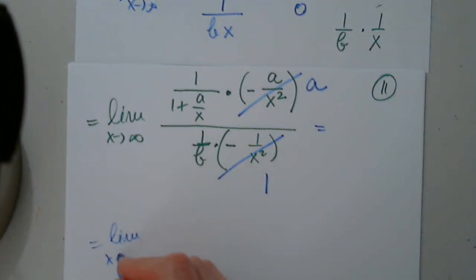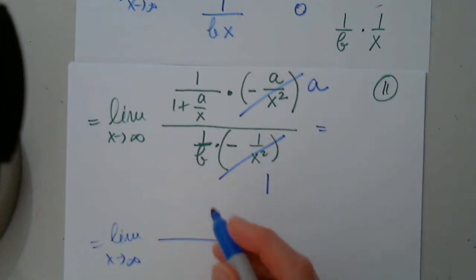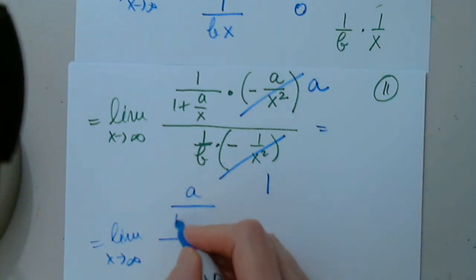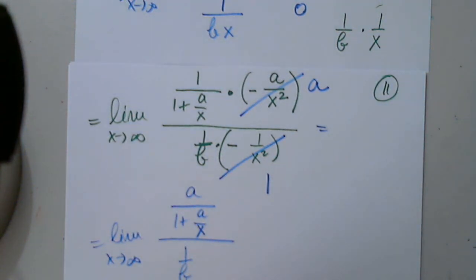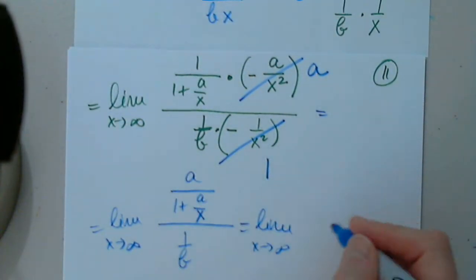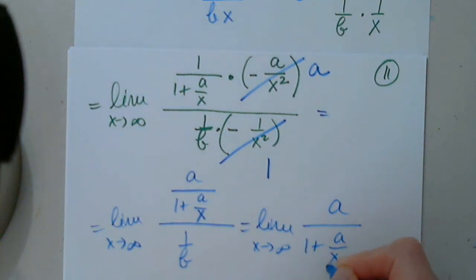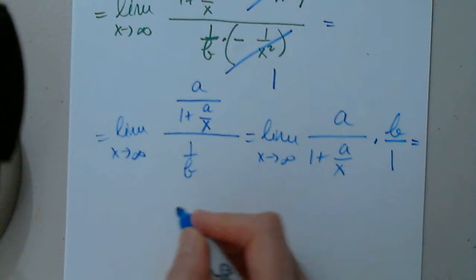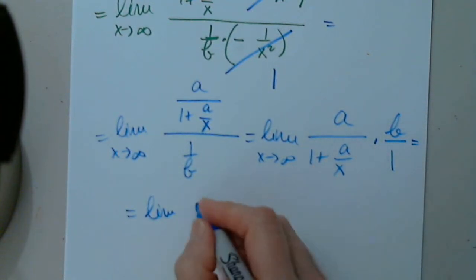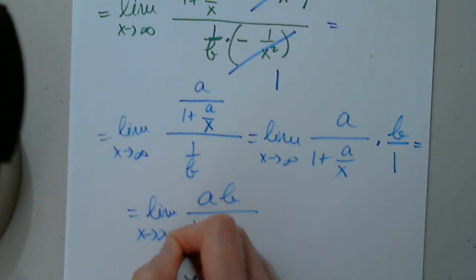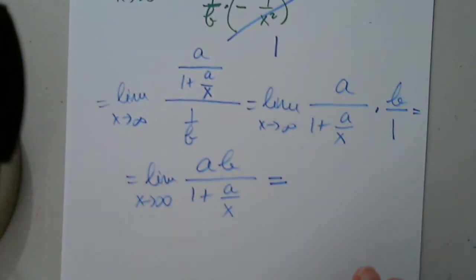So limit as x approaches infinity. The denominator is 1 over b. So now this is a over 1 plus a over x. I divide two fractions, copying the fraction from the top and flipping the fraction from the denominator. Okay, finally, I have the limit of ab over 1 plus a over x as x approaches infinity. What do we get?